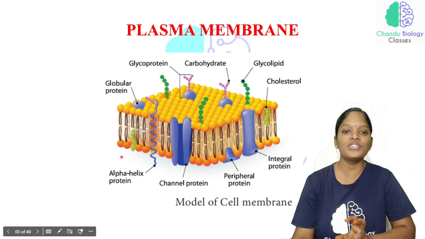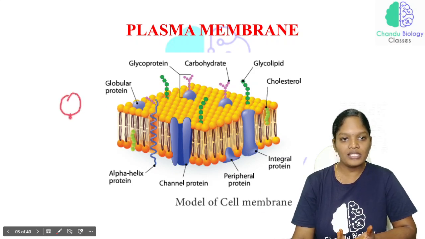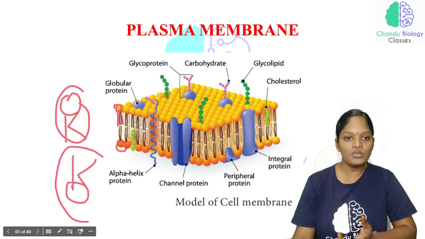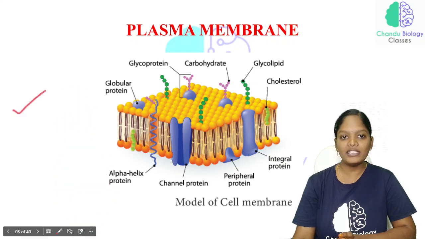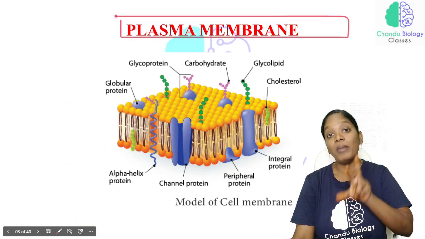Just look at this picture, these are the models of the cell membrane. See, this is a head and this is the tail, this is water. This is one layer, and here is another layer. This is a lipid layer, one lipid layer and another lipid layer. So we can say this plasma membrane is a lipid bilayer.